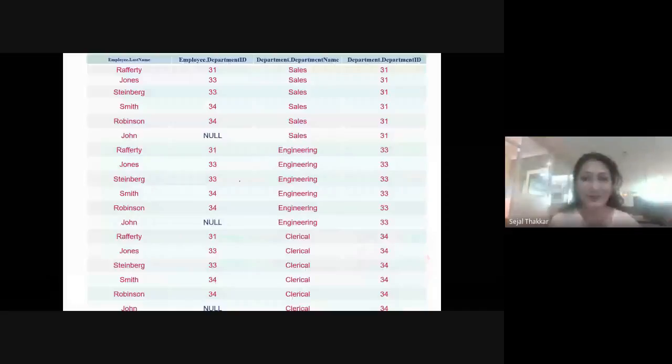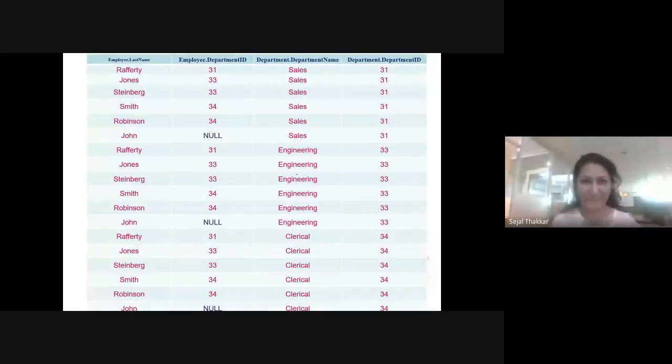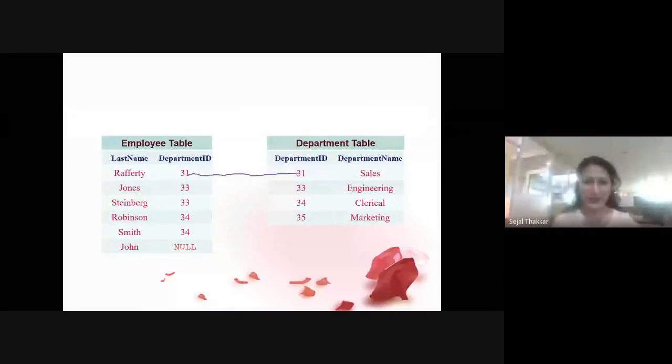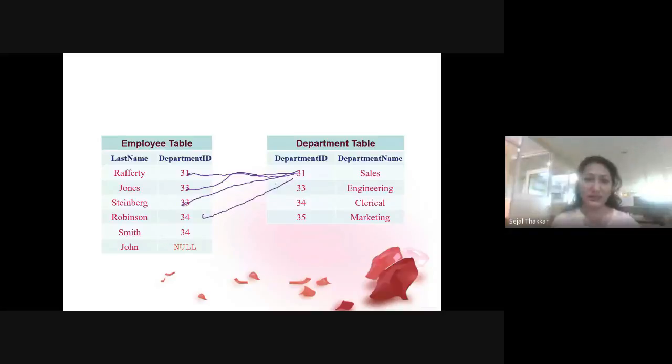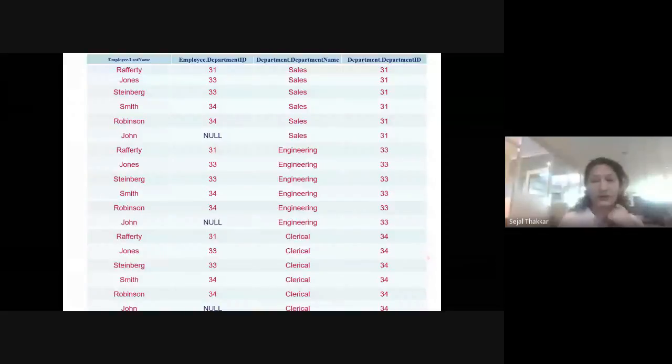So it is going to take one row from the table and multiply it with all the other rows from the other table. Either you can start from this side or this side, no issue. So we can see here, if I take this 31, that is going to multiply with this, and with Stenberg, Robinson, Smith, and John. So all will come here. Sales will multiply with Refractory, John, Stenberg, Smith, and Robinson.